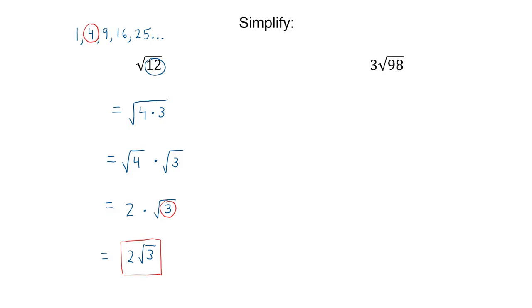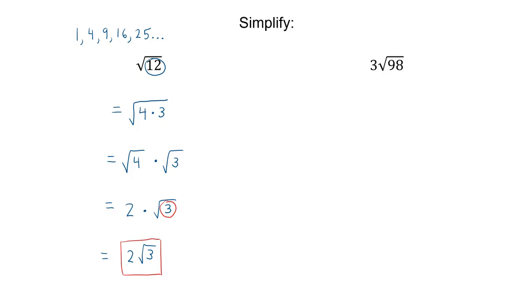Let's look at the one over on the right. 3 times the square root of 98. Again, because we're trying to simplify a square root, the number underneath that square root symbol cannot be divisible by any perfect square greater than 1. So let's look at the list of perfect squares that we made over here on the left.